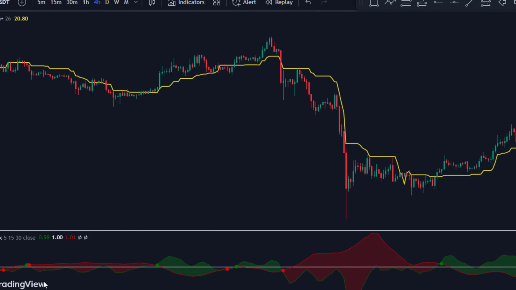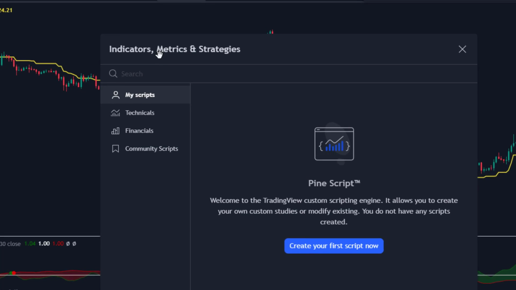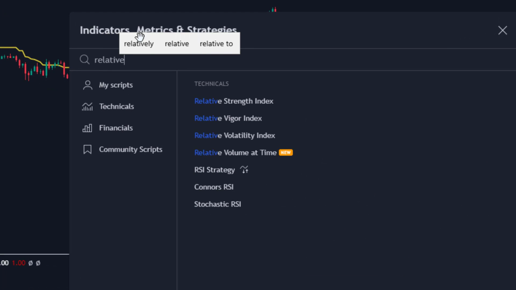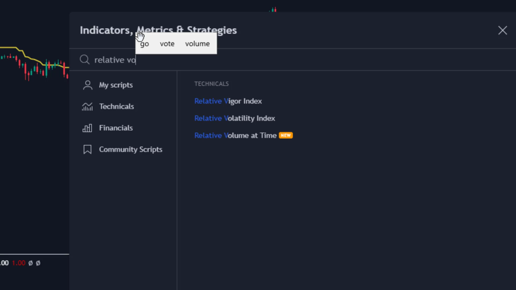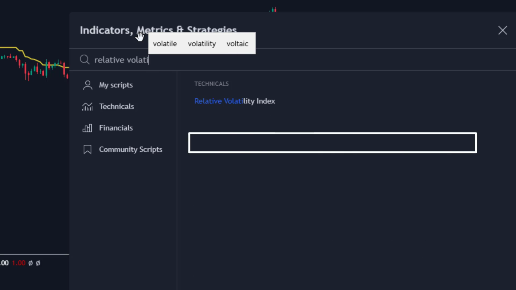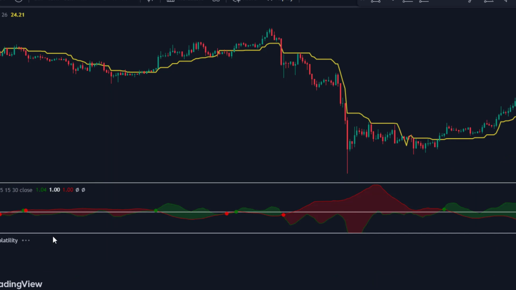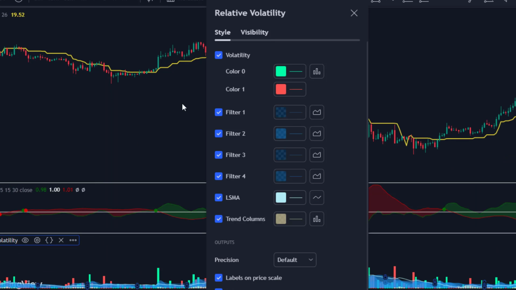Now let's talk about the third indicator. First, let's go to the indicator search bar. There we are going to search for relative volatility. Select the one made by Verific. Then we go to indicator setting. On the style setting, we are going to uncheck the first three filters and press OK.